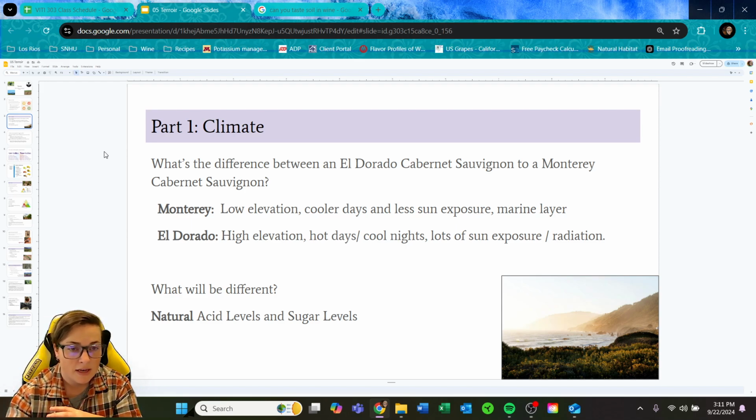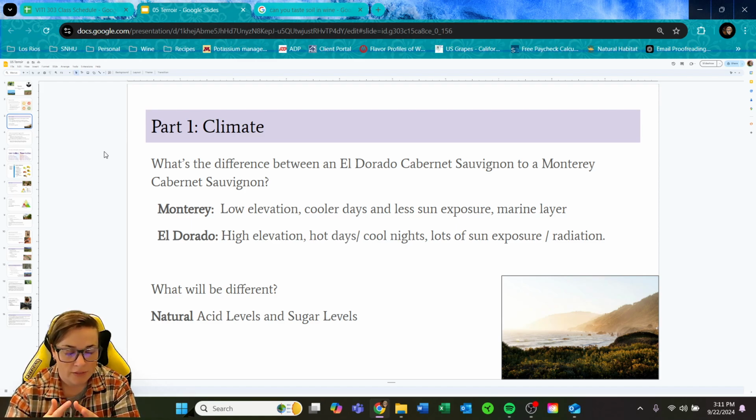The sun comes out. The climate is very much moderated by the ocean and the big body of water that it is, so it keeps temperatures pretty consistent. They do get sun exposure, and they do make some incredible wines there. But this is going to be very different than grapes grown in El Dorado, which is high elevation. We have hot days and cool nights, lots of sun exposure and radiation. So just very, very different wine.